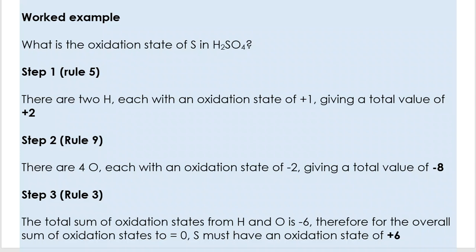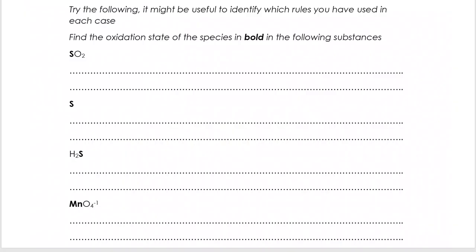Now the best way to deal with these is to do examples. So I'm going to recommend you have a go at these and then review your answers. We want to know the oxidation state of the species in bold. So in the first example, we have got sulfur dioxide. Now we know that oxygen has an oxidation state of -2 generally. So that's 2 times -2, and that means to get to an overall charge of 0, the sulfur must be +4.